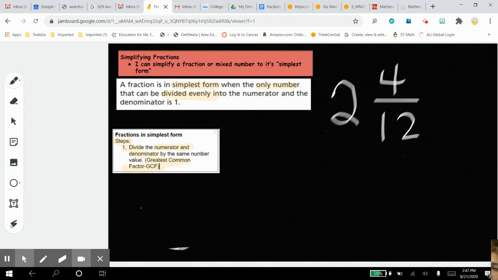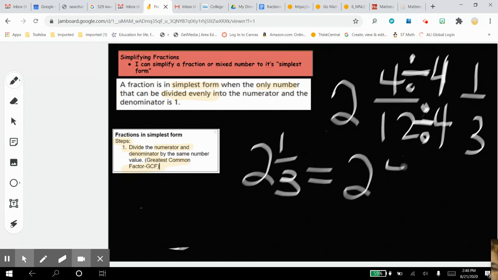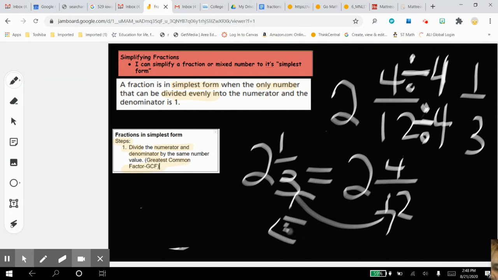So if I want to do simplest form, I'm not going to mess with this whole number at all. Don't even think about it. It's just the fraction part that we're going to simplify. So what is the greatest common factor between 4 and 12? Well, it's going to be 4. Get this to work. Oh, come on. There we go. I'm going to divide both the top and the bottom by 4. 4 divided by 4 is 1. 12 divided by 4 is 3. So I can rewrite this now as 2 and 1/3. 2 and 1/3 is the same as 2 and 4/12. These two fractions right here, they are equal or equivalent.